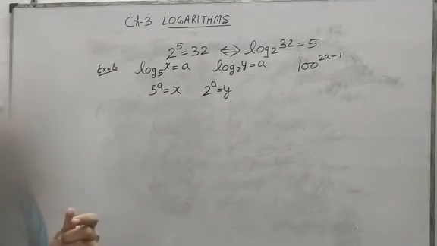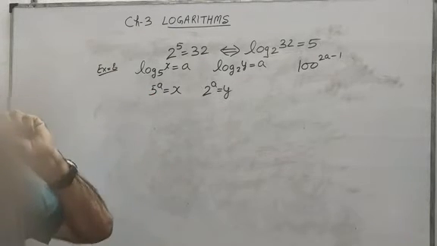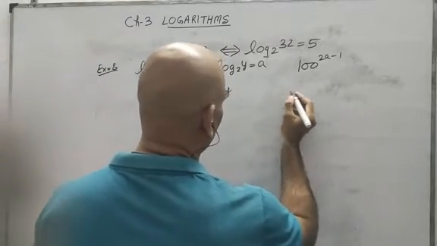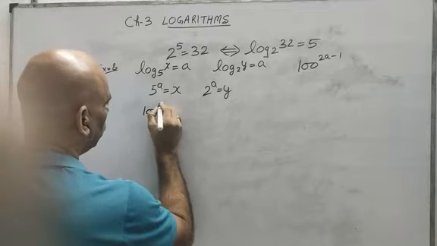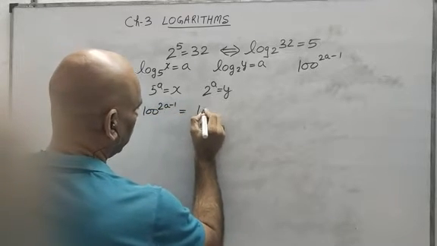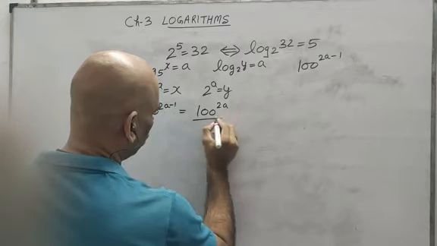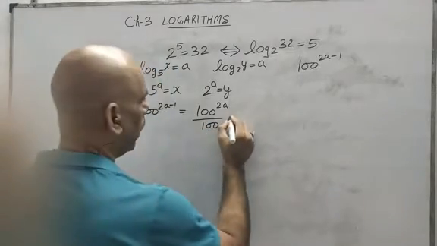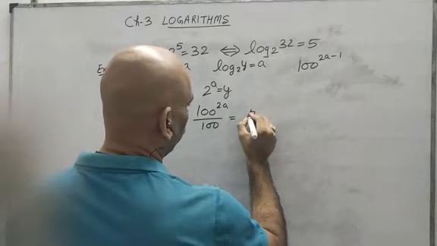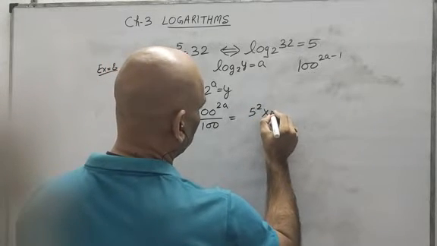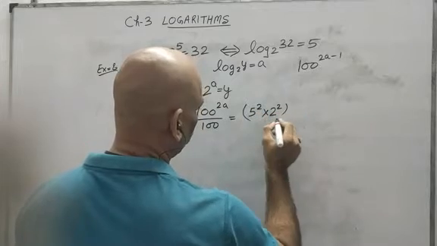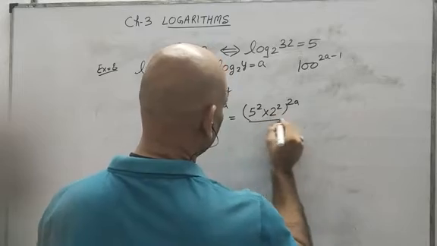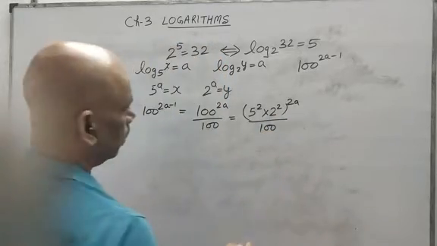He is asking the value of 100 to the power 2a minus 1 in the form of x and y. You will not have to find the final value, you will have to find the value in the form of x and y. Now, how will you write 100 to the power 2a minus 1? It can be written as 100 to the power 2a upon 100, since the minus 1 power has gone down. Now 100 can be written as 5 square times 2 square, that is 25 times 4 is 100, and the whole power is 2a upon 100.